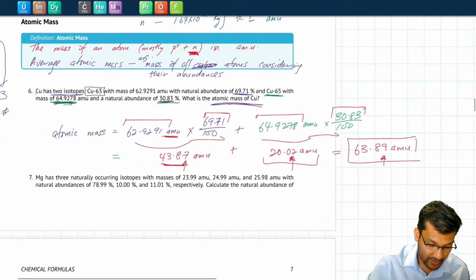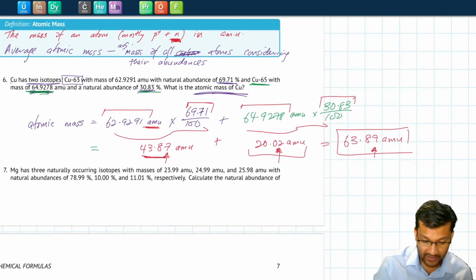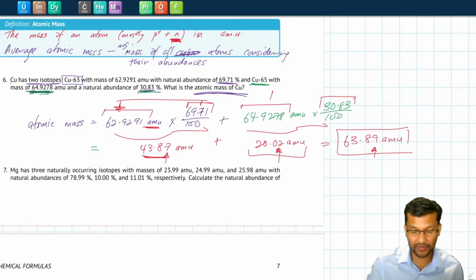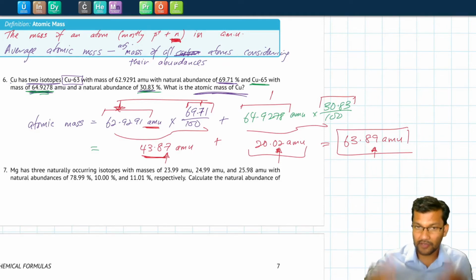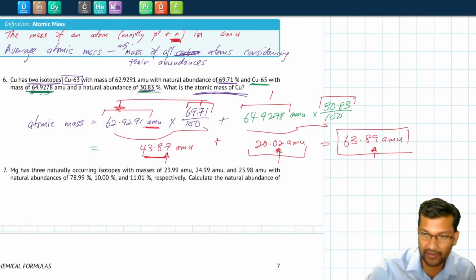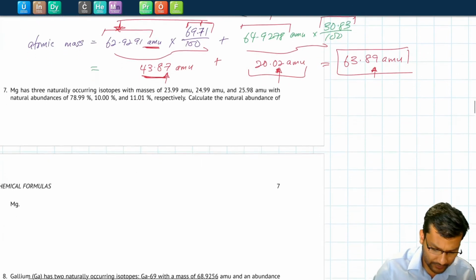And that's our answer for number 6. The atomic mass of copper, taking into consideration both of these different isotopes and their abundances, is about 63.89 atomic mass units. So if you were to grab a piece of copper, the average mass of the atoms would be about 63.89 atomic mass units.